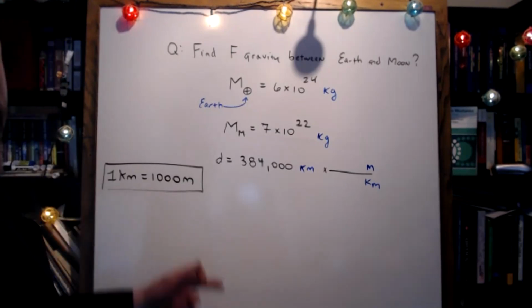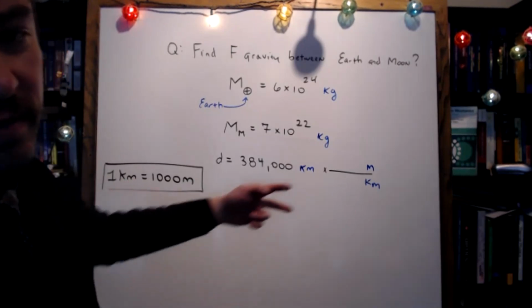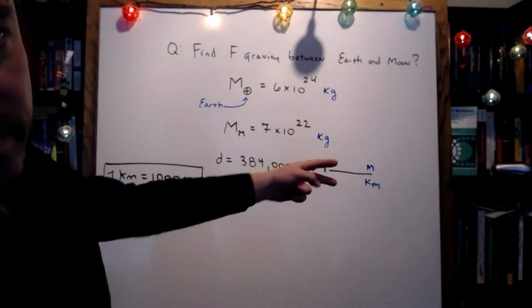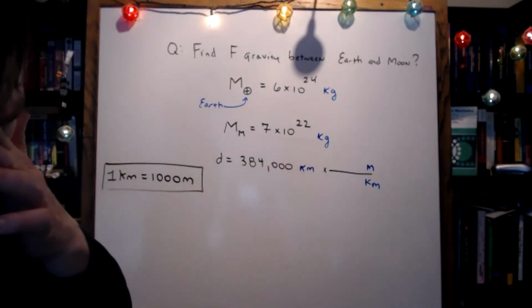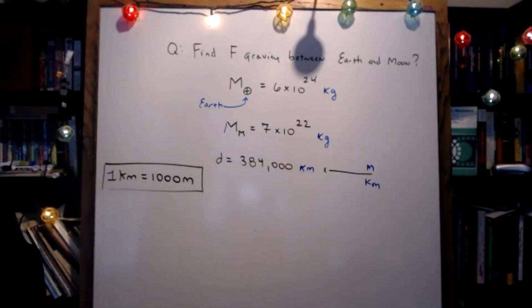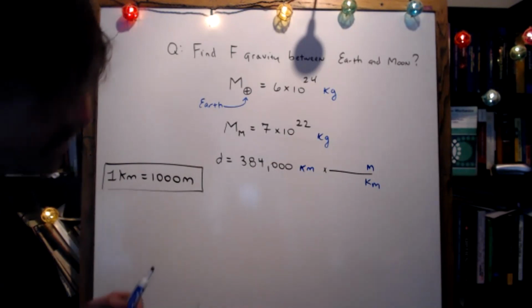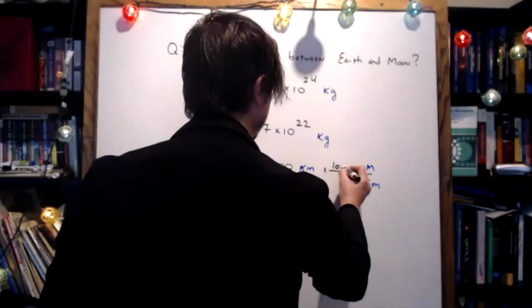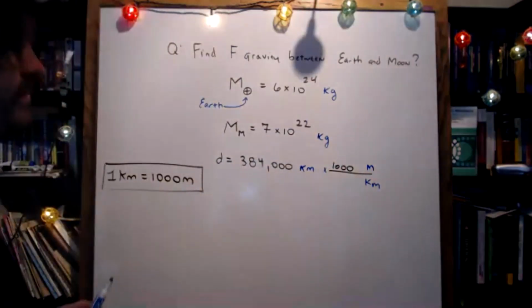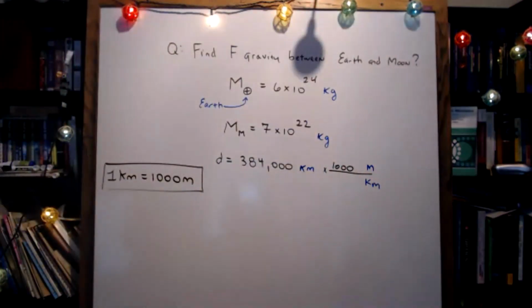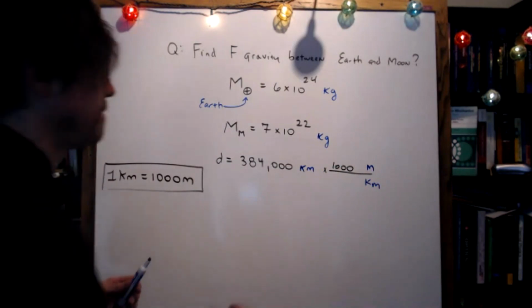Okay, Andrew, you're not done yet. One of these numbers has to go on top and one of them has to go on bottom. Can you help me figure that out? All right, so the meters goes on top, the 1,000 meters. Correct. And then what goes on the bottom? Oh, the 1 kilometer. Yeah.